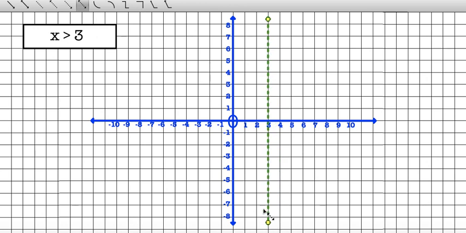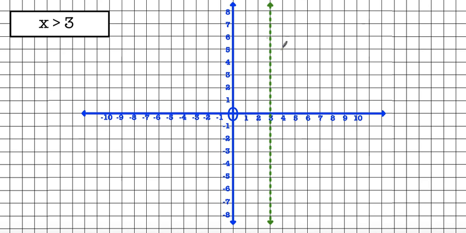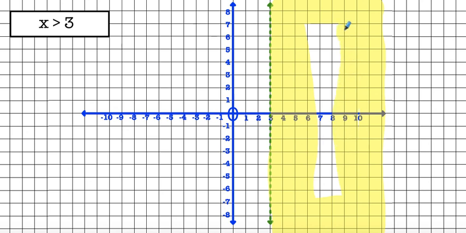And now because it's greater than, and if we look at our x-axis, all the numbers that are greater than 3 are to the right, so we're going to shade to the right of this line. And of course I could shade more to the right, but since my graph stops here, I'm just going to end it here.